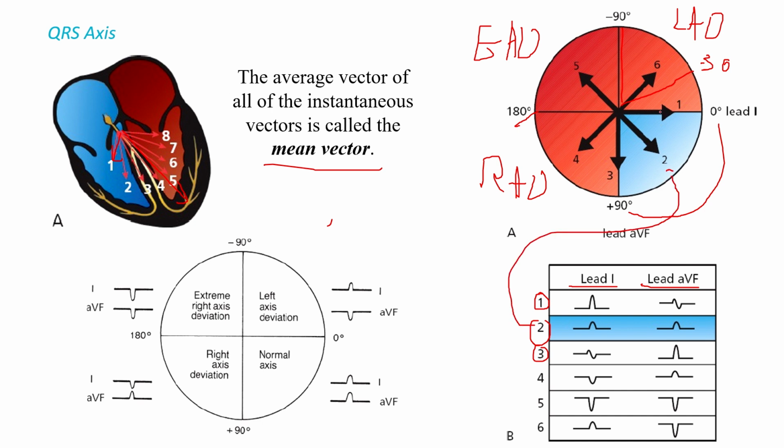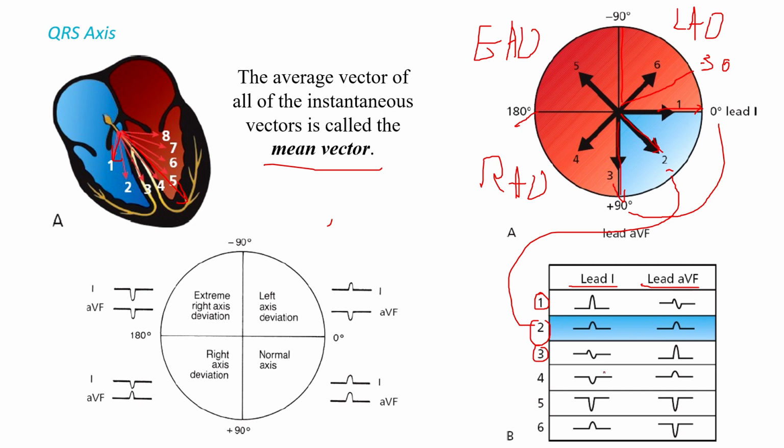If you take lead 1, which is positive, it will be in this direction. Lead AVF, positive, will be in this direction. Now take what is between them, the average. It will be in this direction, and it's normal. You don't have to know the main angle. If you want to know, we will explain it in the next slide. But for now, we just need to know, is it normal or not?